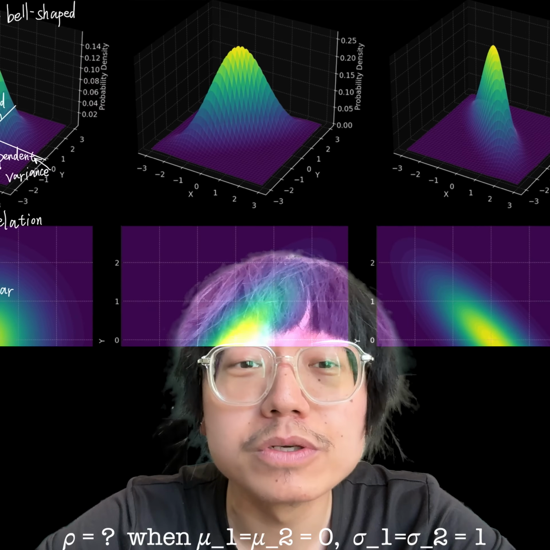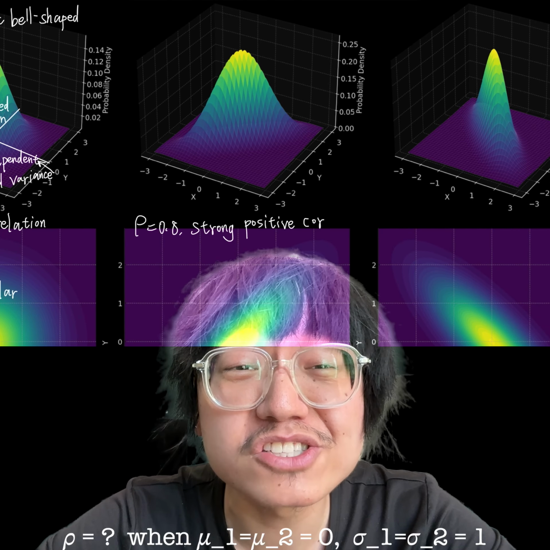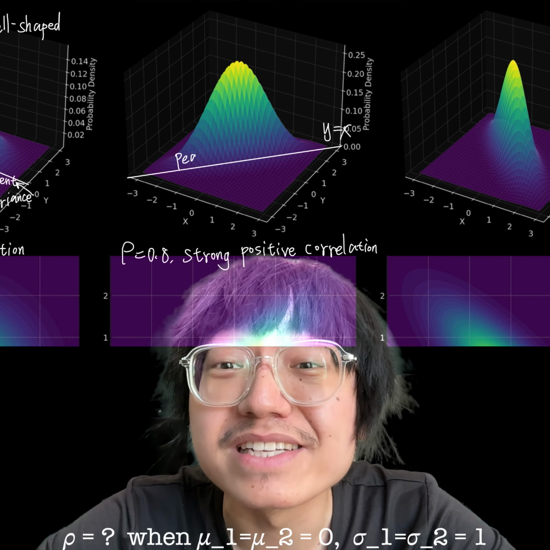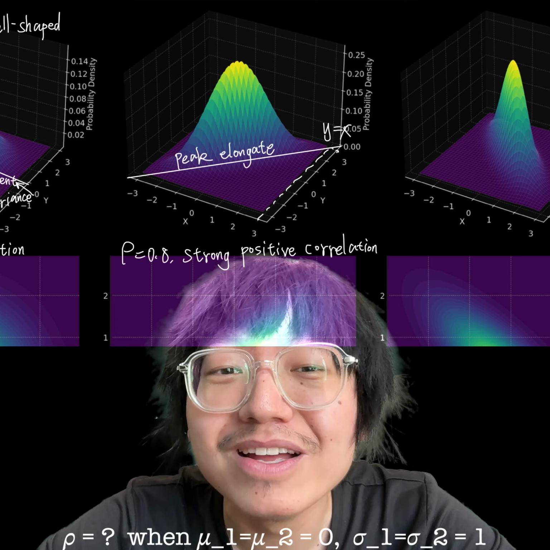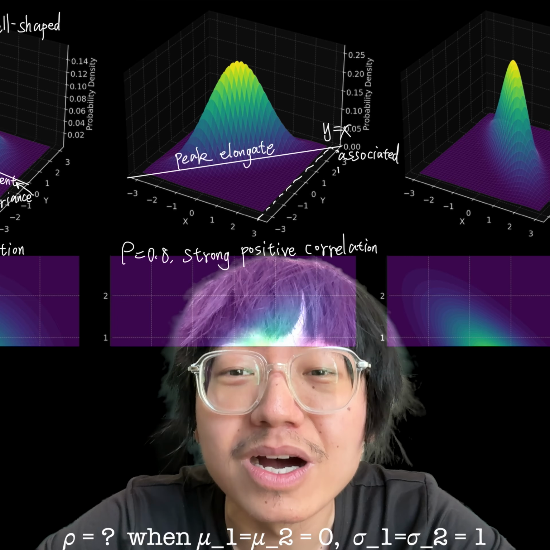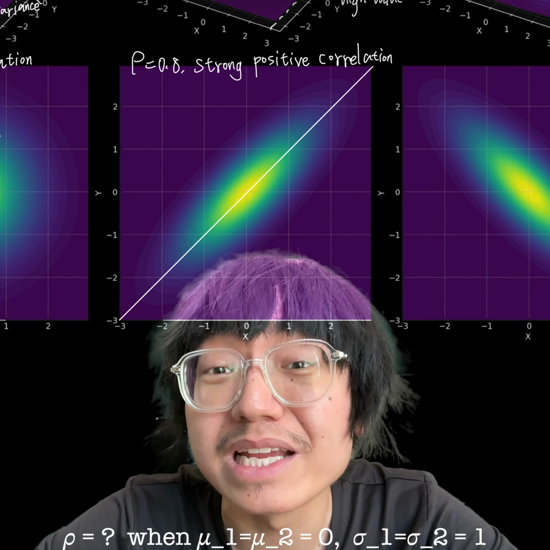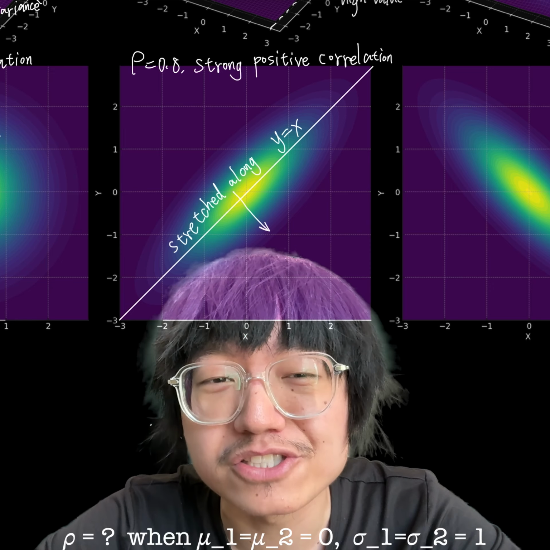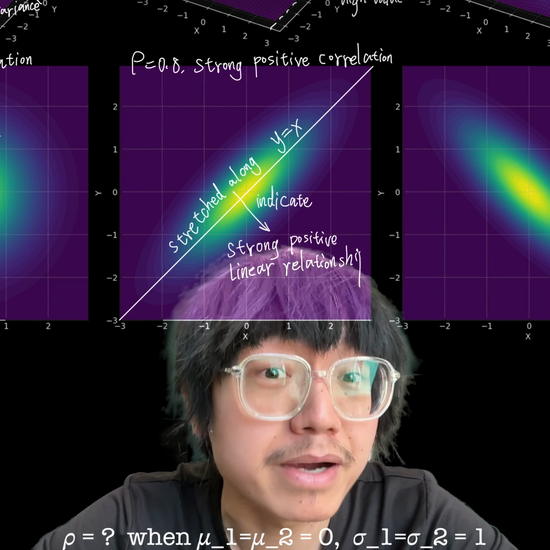And second, when rho is equal to 0.8, which suggests a strong positive correlation, the peak is elongated along the line y equals x, which shows that high values of one variable are associated with high values of the other, and the ellipses are stretched along y equals x, which indicates a strong positive linear relationship. As one variable increases, the other is likely to increase in a proportionate manner.